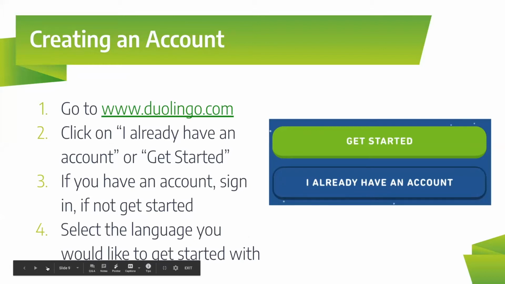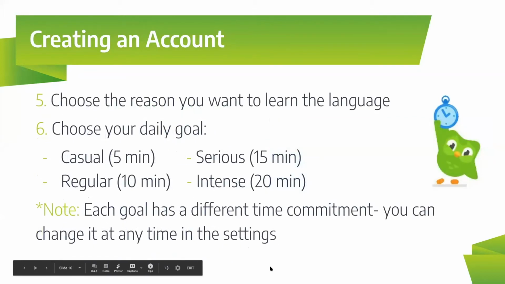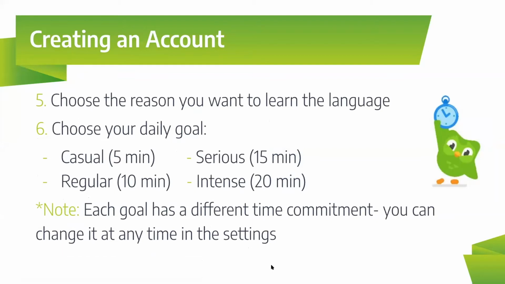The next step is to choose the reason you want to learn the language. This just gives Duolingo a better idea of what their users are using it for. So some examples of the reason you might be learning it could be family and friends, school, culture, job opportunities, brain training, travel, and other. So you can just quickly choose one of those options that fits you best.